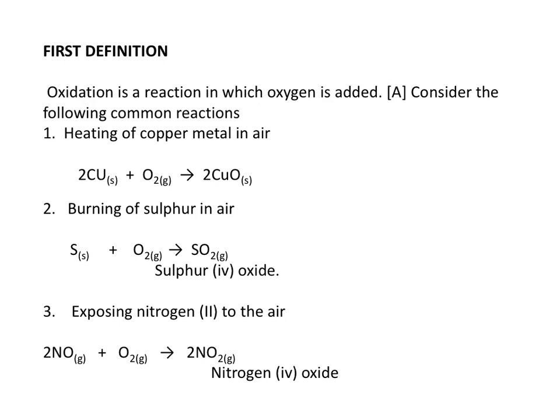Burning of sulfur in air. You have S plus O2 to give you SO2, sulfur 4 oxide. It also means that sulfur has been oxidized to sulfur 4 oxide. Exposing nitrogen 2 oxide to the air, 2NO plus O2 will give you 2NO2. And in this case, NO was oxidized to NO2.